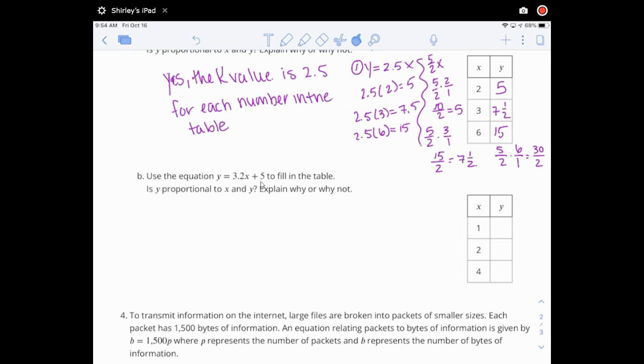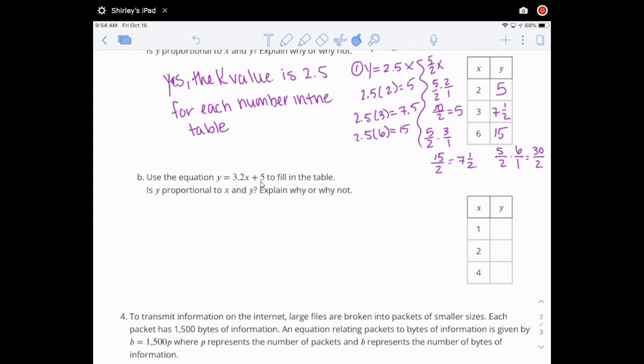So for number 1, we're going to plug a 1 in, y equals 3.2 times 1 plus 5. So then we get 3.2 plus 5, and then we get 8.2. Plug in a 2. We have y equals 3.2 times 2 plus 5.